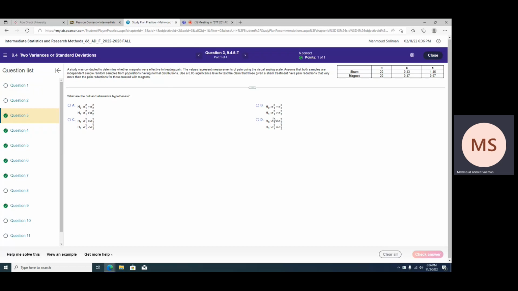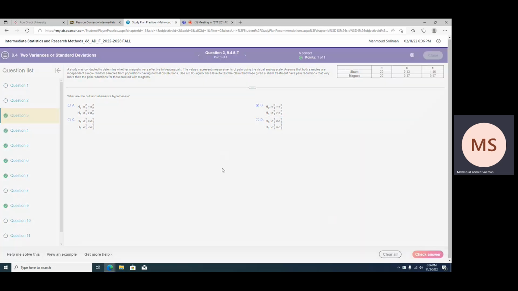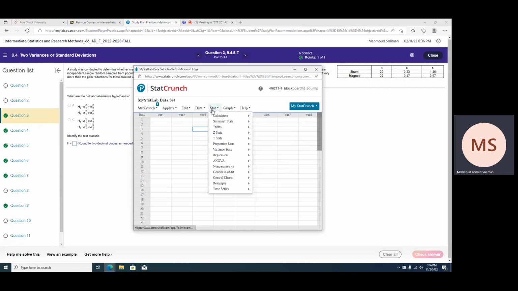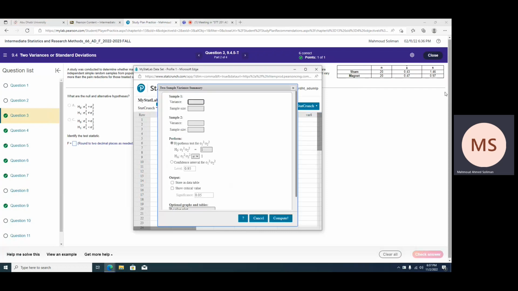The first sample is going to be the one with the higher S, the bigger S. So sham is going to be first, so it's greater than. So we'll go to the stats, tests, variance, two sample, summary. We'll put sham first, so 1.56, and we square it. You have to square it.